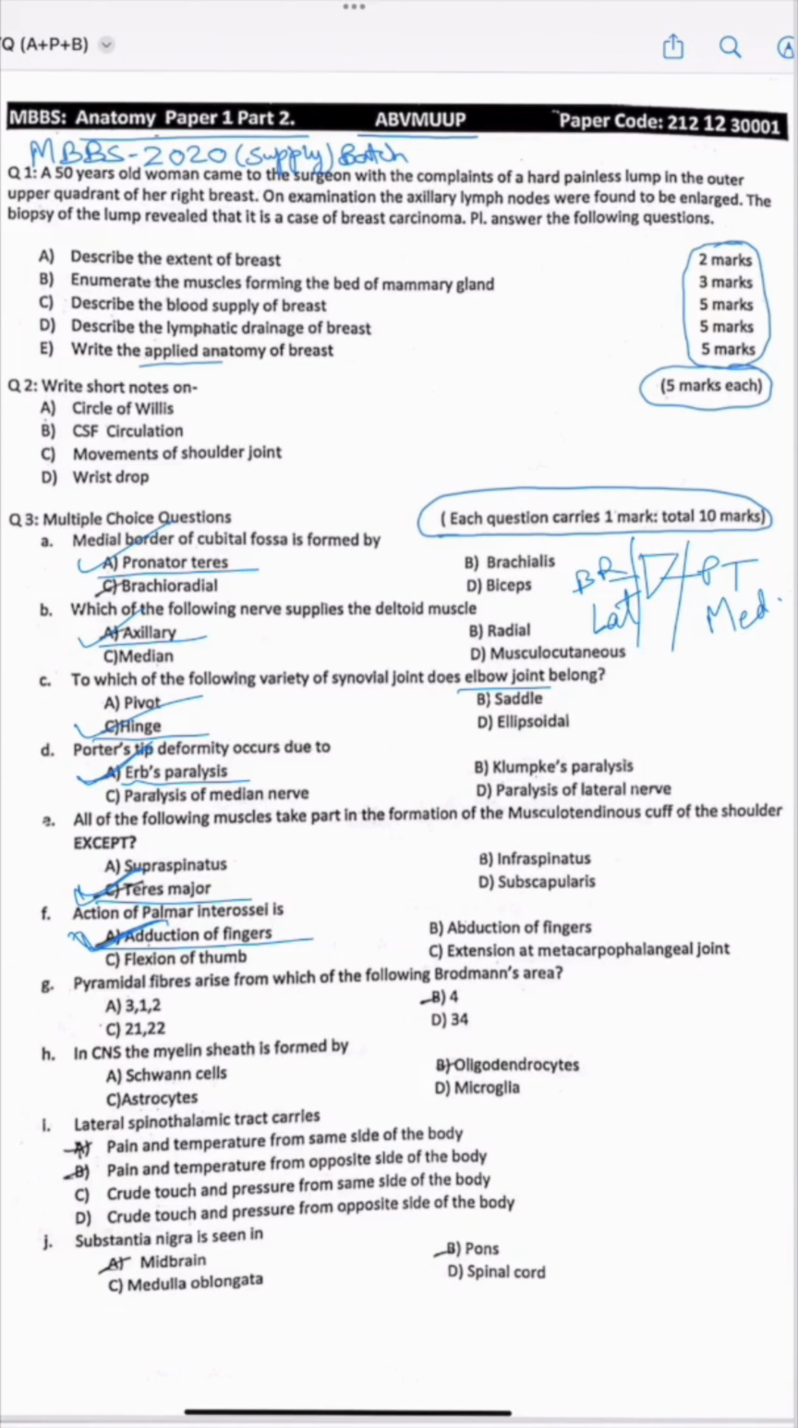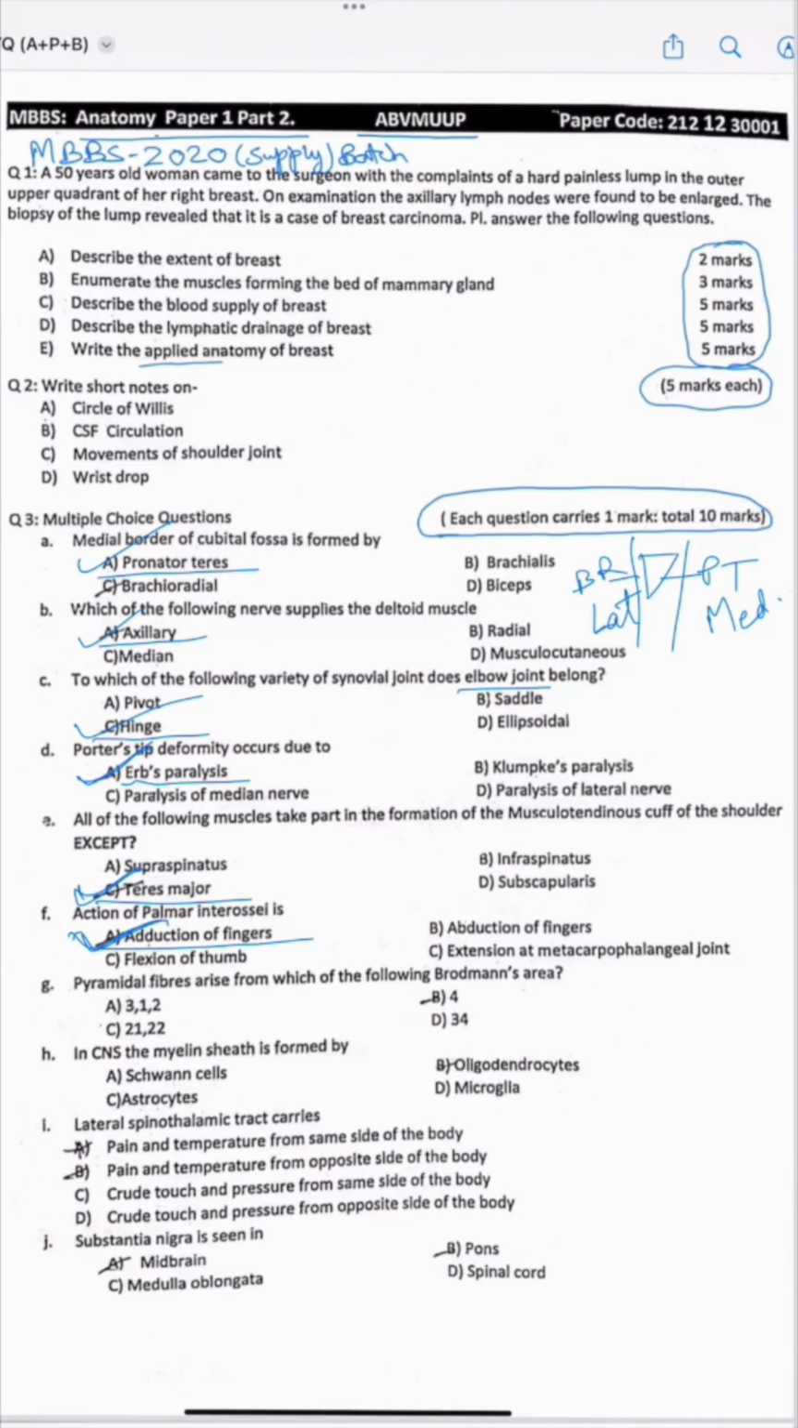Question number 3G. Pyramidal fibers arise from which of the following Brodmann areas? Area number 3, 1 and 2. This area is actually the primary sensory area, post-central gyrus. So it actually receives the sensory fibers. Area number 4 is precentral gyrus, the primary motor area. So from here, the upper motor neurons descend down. These fibers are also called corticospinal or corticonuclear fibers. And these are also called pyramidal fibers because the tract they form is called the pyramidal tract.